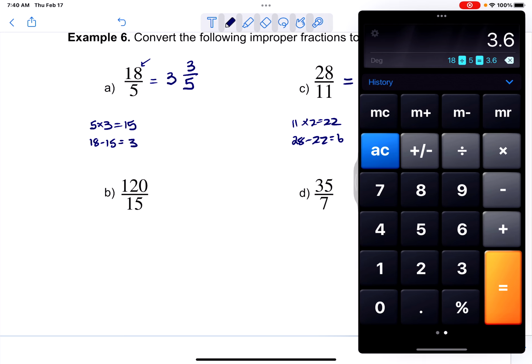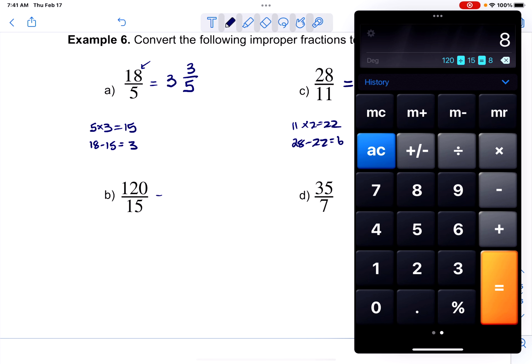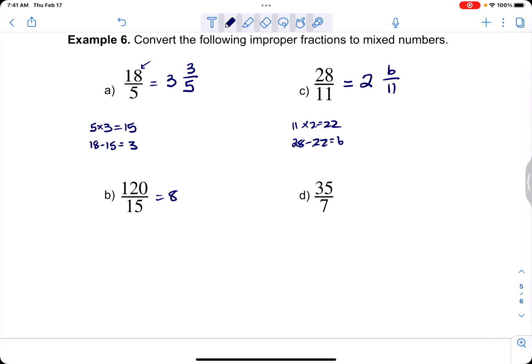This one, let's pull the calculator back over. 120 divided by 15 is 8. There's nothing left to put on that. 35 divided by 7 is 5. There's nothing more to put on that one either. Now you can put 0/15 if you want, 0/7 if you want, to show that there's no extra coming up there. But otherwise, these are just straight up whole numbers. And normally we don't do this. So I'm just going to erase that.